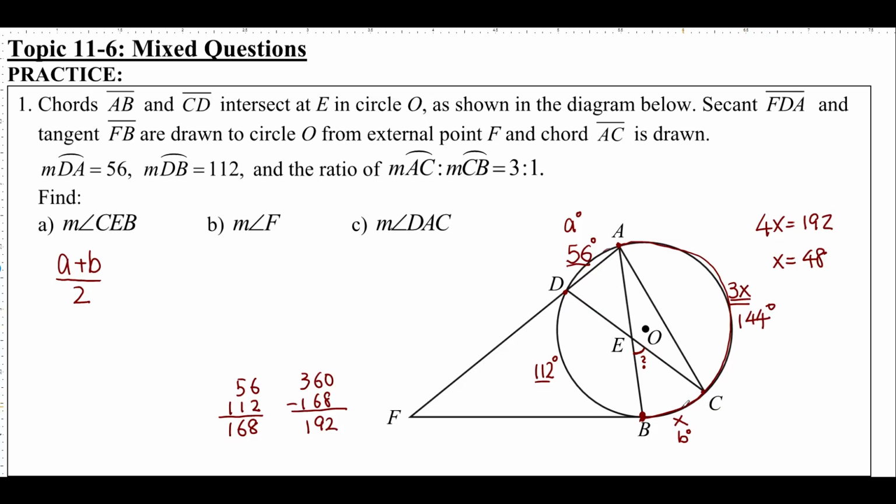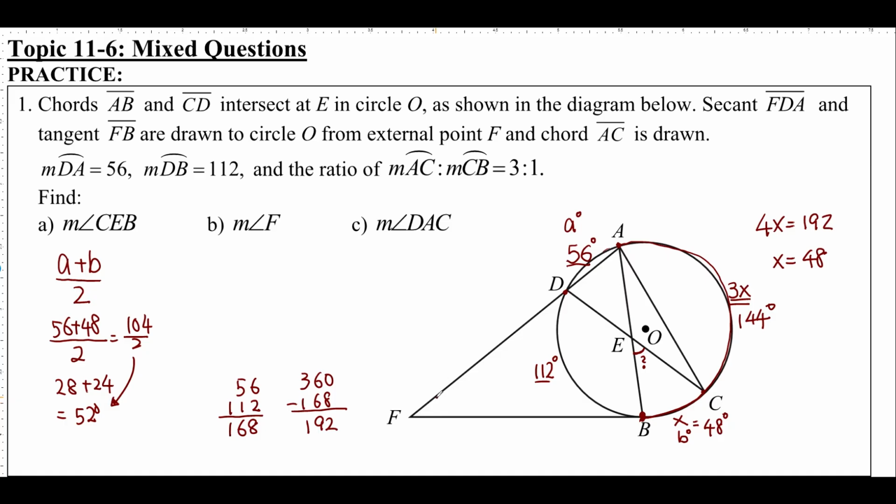The other small arc is 48 degrees. Now A is 56, B is 48, so 56 plus 48 divided by 2. 104 divided by 2 is 52. Or you can divide both sides by 2, so that is 28 plus 20. You can use this method too, or 104 divided by 2.